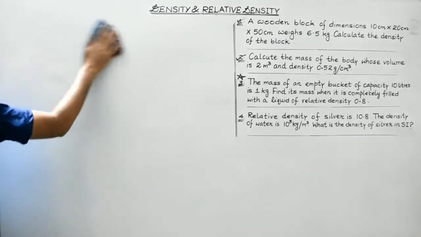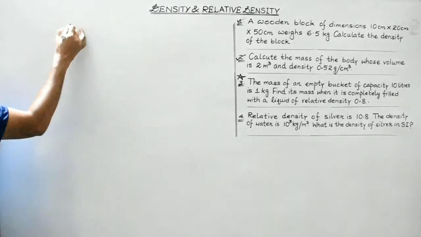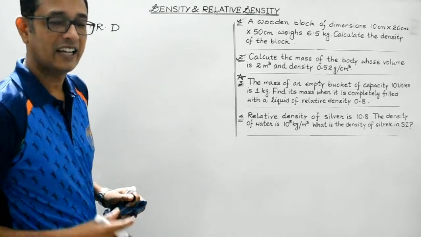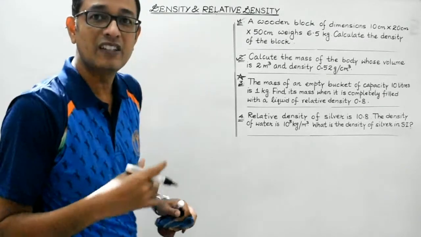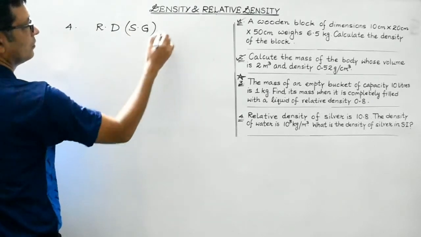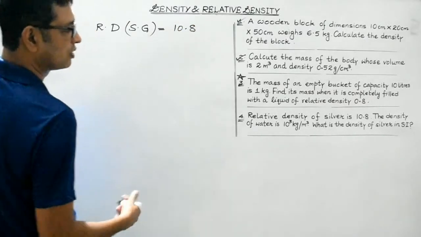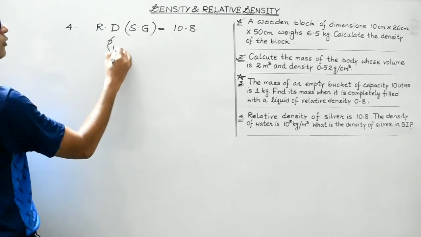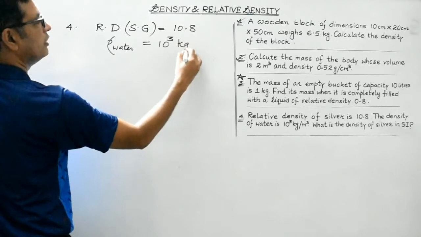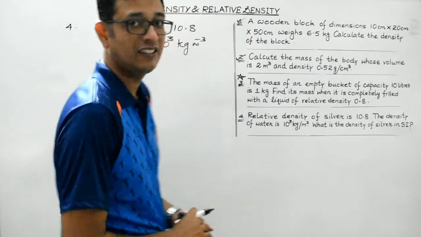Okay, last question is again based on relative density. The relative density of silver is, let me represent relative density by RD, and as I've told you, it is also known as specific gravity. So it is given to be 10.8. The density of water, this we are aware, is 1000 or 10 to the 3 kg per meter cube. We are supposed to find out the density of silver in SI.